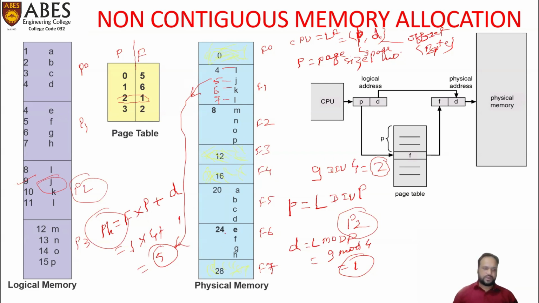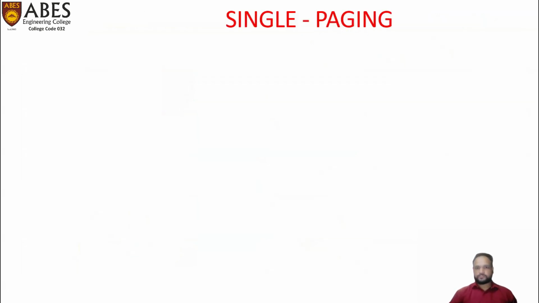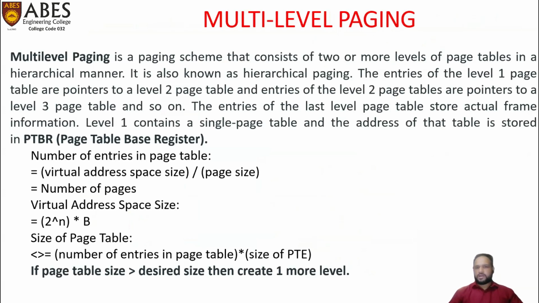So this is the way of finding out the number of pages, the number of frames, how those pages get accommodated inside the main memory, and how we are going to fetch the physical address on the basis of logical addresses. So this is what single-level paging is.